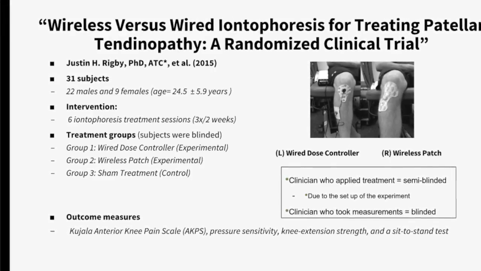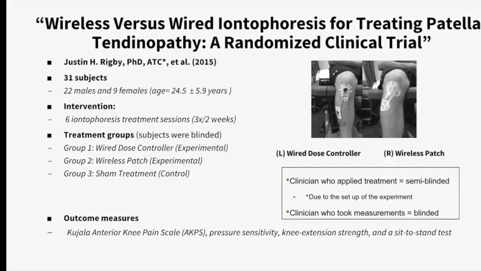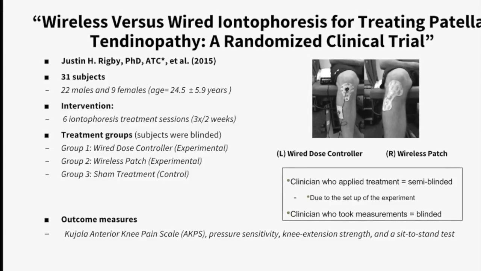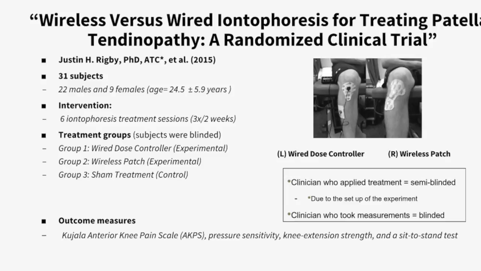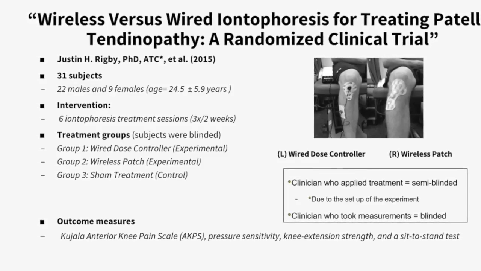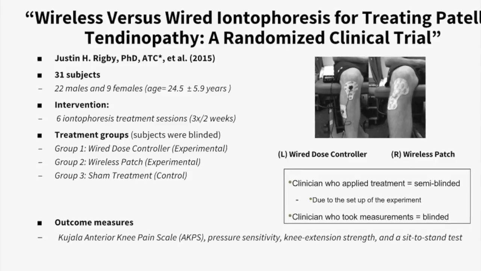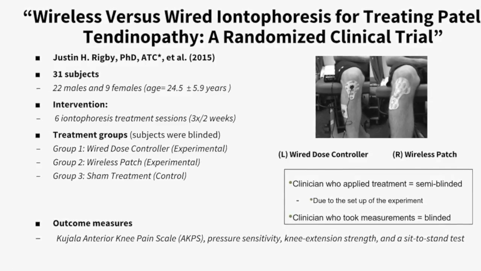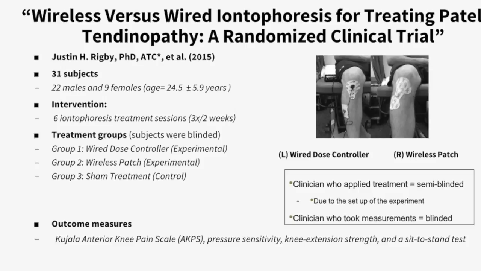And the intervention included 6 iontophoresis treatments, 3 times a week for 2 weeks. And there were 3 treatment groups. The subjects were all blinded. The groups are as follows. There was a wired dose controller, which is group 1. Group 2 was the wireless patch, and group 3 was the sham group. And then the outcome measures used were the Kujala anterior knee pain scale, pressure sensitivity, knee extension strength, and a sit-to-stand test.